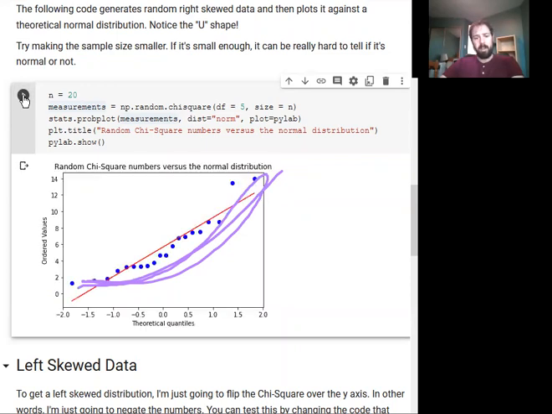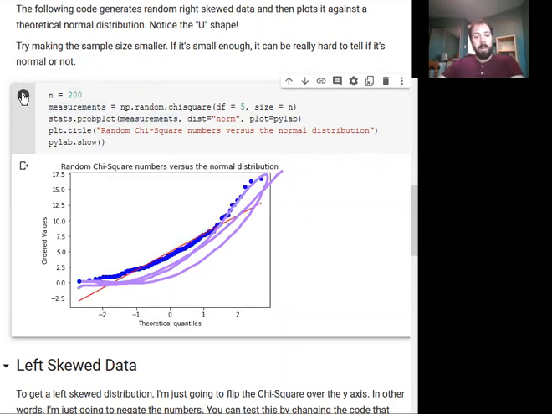Sometimes it looks closer to this line. Sometimes it doesn't. With 20 observations, it's very difficult to tell. So if I up this to 200 observations, then it's very obvious that all of these points are above the line, all of these points are below, and then we're back to above.